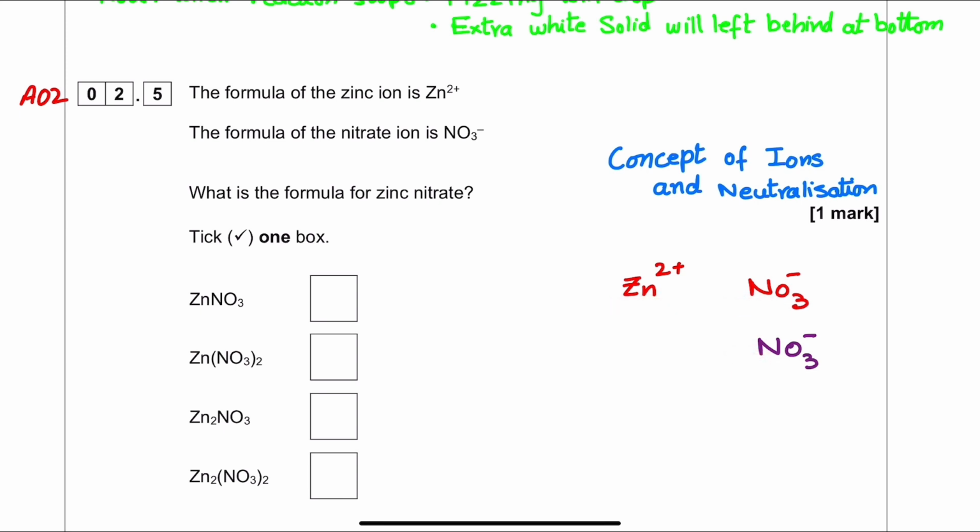So our answer is Zn, and two nitrate ions are required. So I need to write 2 here, showing that two nitrate ions are there. As the result of that, we can see 2 plus, 1 minus, 1 minus. Overall, the charge is 0. So the correct answer is zinc nitrate, which is Zn(NO3)2.